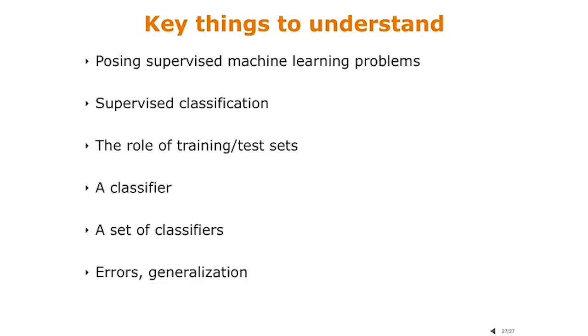The classifier is the mapping that we wish to learn from the training set. A set of classifiers is the set of alternatives that we consider when we see the training set and pick out of that set the best fitting classifier. Errors: we talked about training error, and we talked about generalization, how we can do well on the test set.